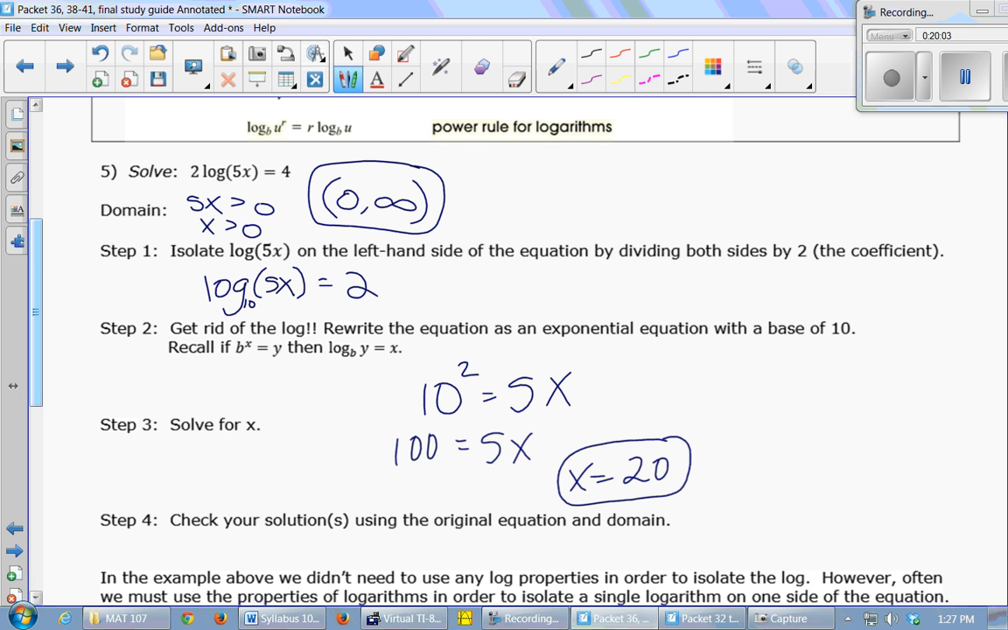And then we should check. We should check our work. Right? I go write down my original equation, 2 times the log of 5 times x, which is 20. Does that actually equal 4? Well, 5 times 20 is 100. What is log of 100? The log of 100 is 2 because 10 squared is 100. So this is 2 times 2. That equals 4. Yep.